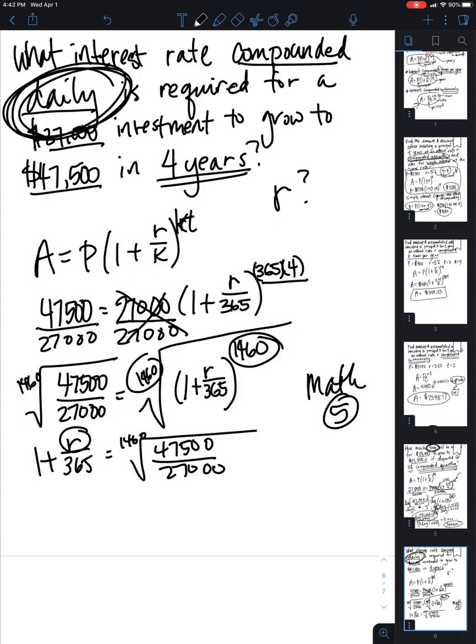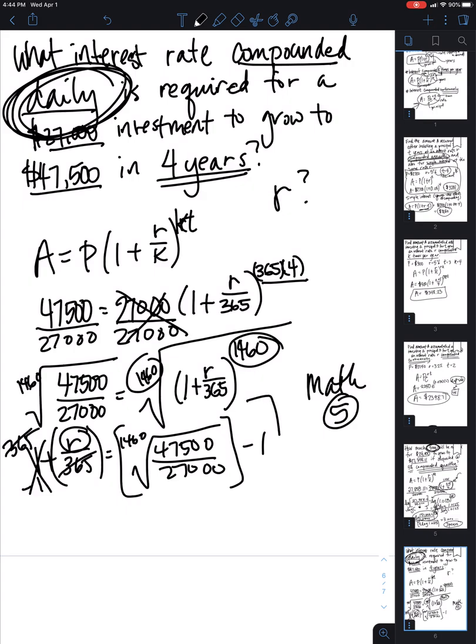We have to still solve for R, so I'm going to subtract 1. So on this side, make this a little bit smaller. On this side, I'm going to have this. Subtract 1. Okay, and then I'm going to multiply this whole thing by 365 to get rid of the 365. So I'm going to take this whole thing and multiply it by 365.